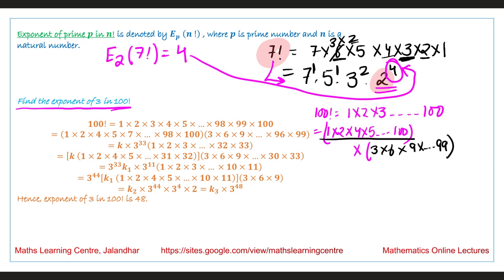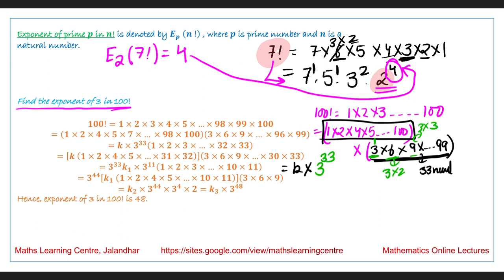Suppose the first part is some k. So we obtain it is equal to k into the product of the multiples of 3. How many total numbers are there? These are 33 numbers. From all these numbers we take 3 common, so we obtain 3 raised to the power 33. From this term we take 3 common, we are left with 1. This term is 3 into 2. This term is 3 into 3. So if we take 3 common from each of these terms, we are left with 1 into 2 into 3, and so on up to 33. And where do we get this 33 from? The total numbers we have is 100.